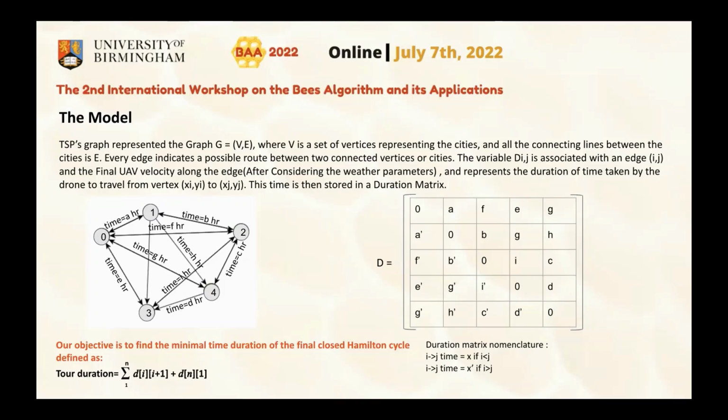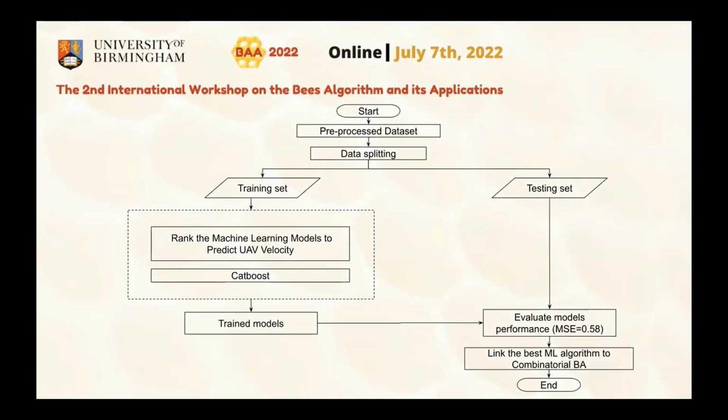Now the objective of the total work has been reduced to the minimization of an optimization function that we have found, which is the total duration, which comes out as the summation of the time taken by the drone to move between all the nodes so that all the nodes are covered and a complete cycle is formed.